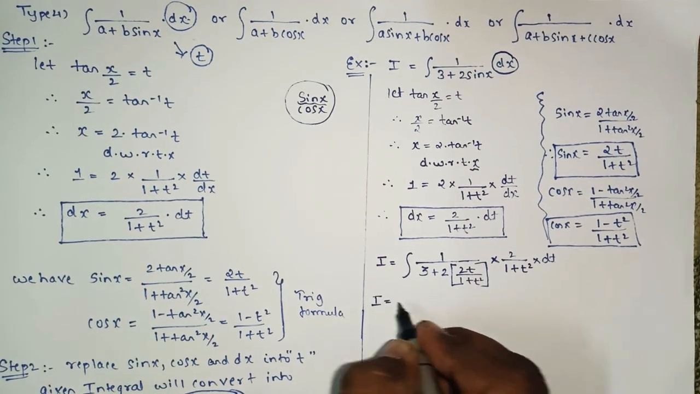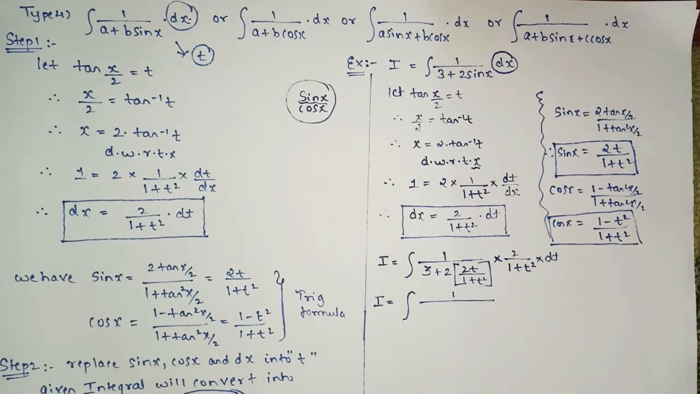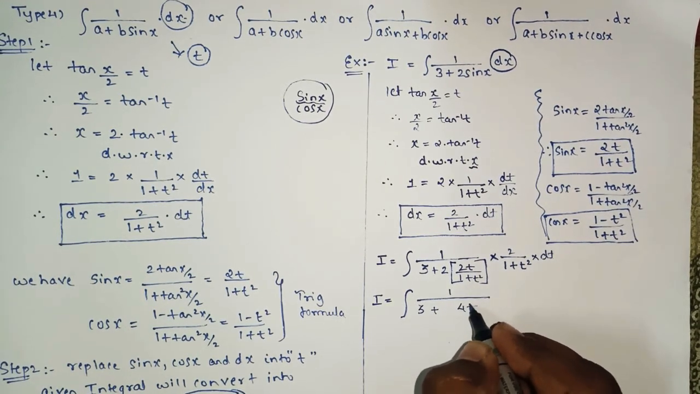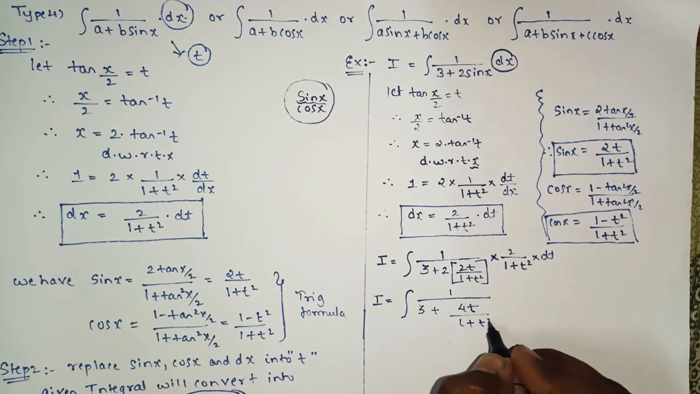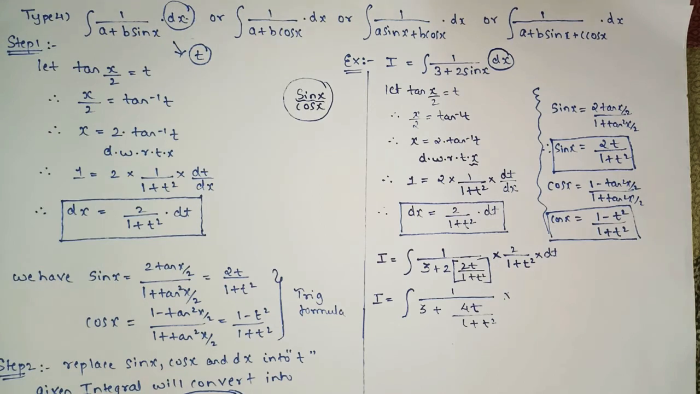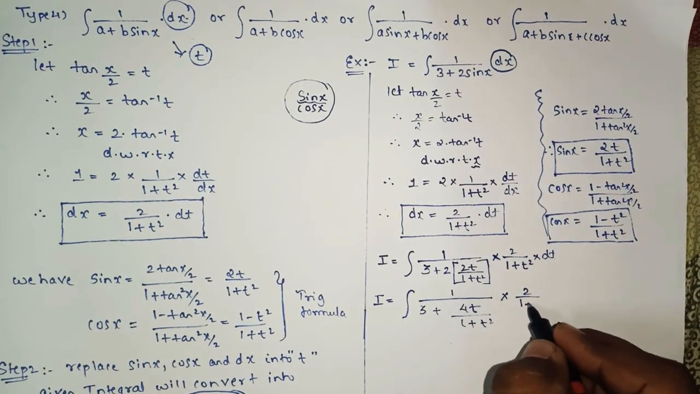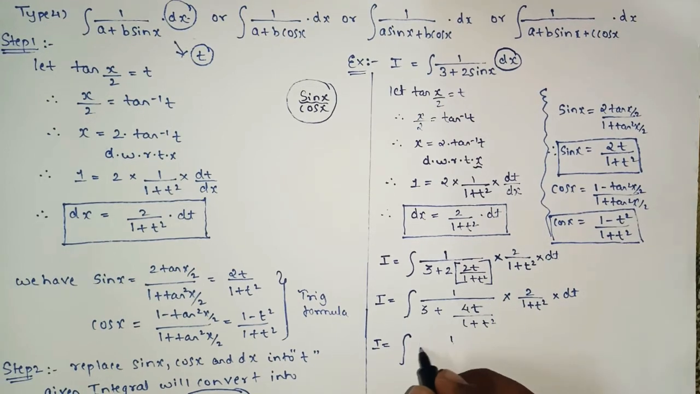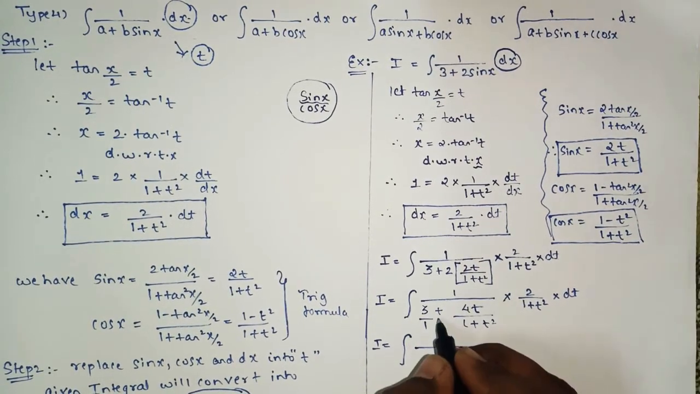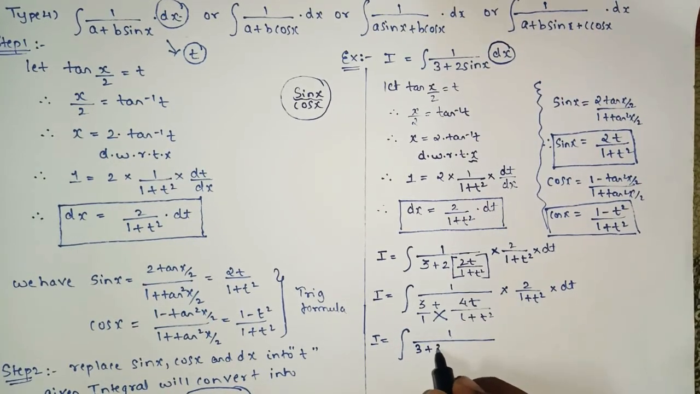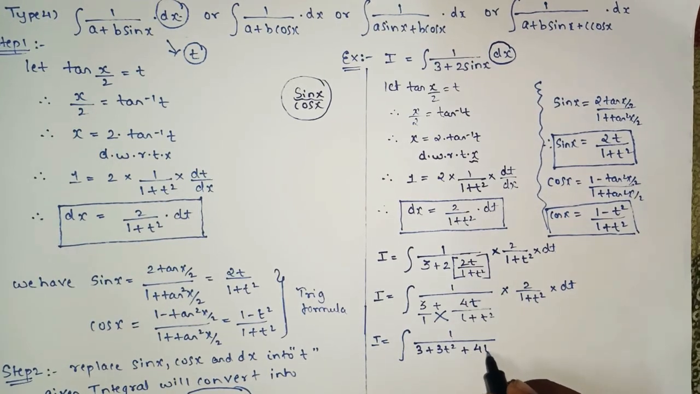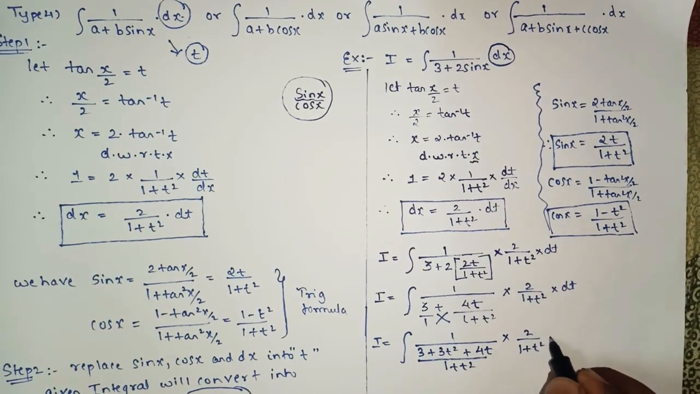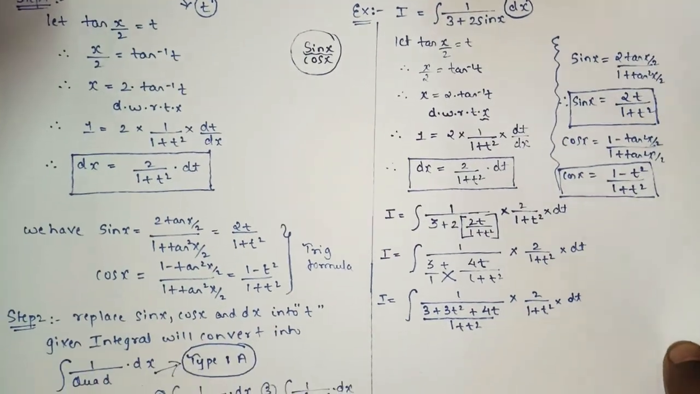Okay, after this I equals 1 upon 3 plus 4t upon 1 plus t square, into 2 upon 1 plus t square into dt. Next, a basic adjustment you have to do here. We'll shift this, nothing is there, so we'll write 1 and cross multiply, so you will get 3 plus 3t square plus 4t upon 1 plus t square. Just a basic algebraic cross multiplication, yes or no? Understood?